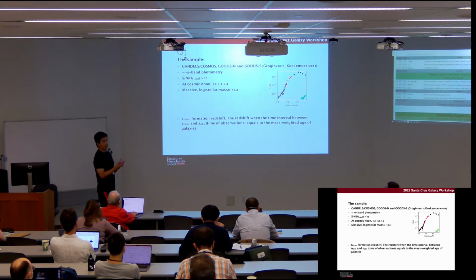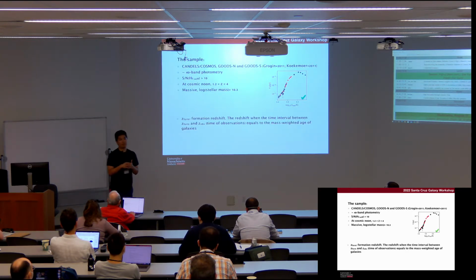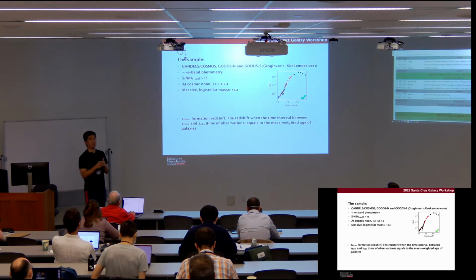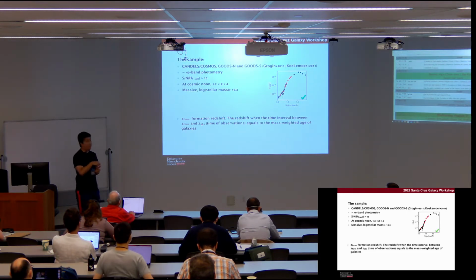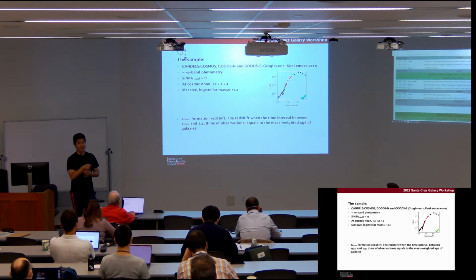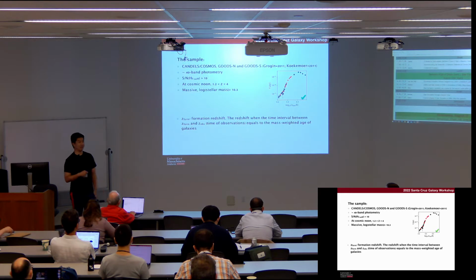Before moving forward, I also want to mention this parameter z_form that I am going to use in my discussion. We call it the formation redshift, which is defined as the redshift when the time interval between z_form and the time of observation is equal to the mass-weighted age. So it will be used as a proxy for the formation time of galaxies.